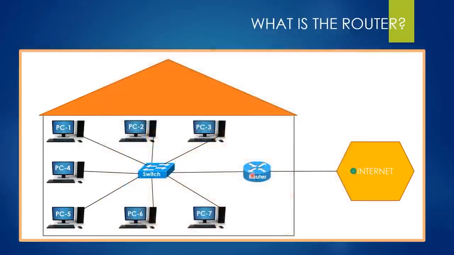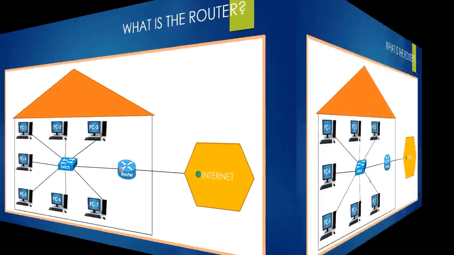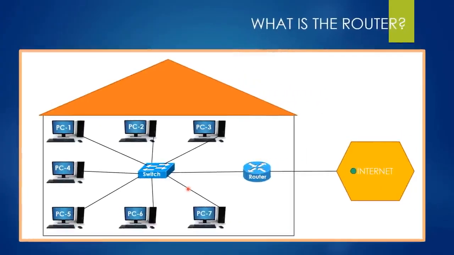And as a result, PC1 sent its packet to the internet. In other words, PC1 and the internet communicated. And the device that helps us to connect to the internet is the router. Wonderful. I believe that you understand the most basic tasks of the switch and the router, and I hope the animations have been useful for better understanding.